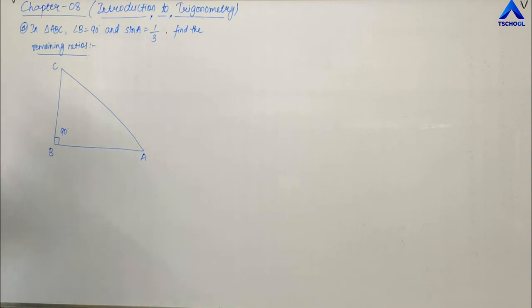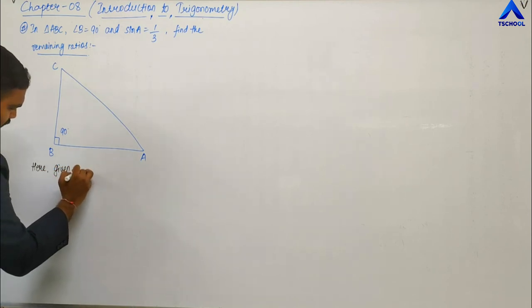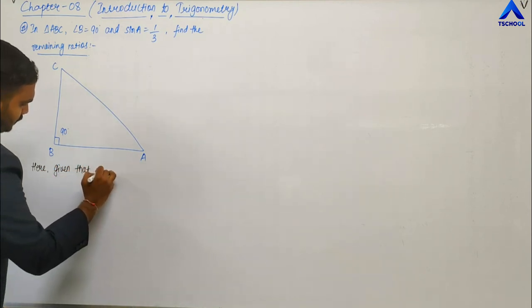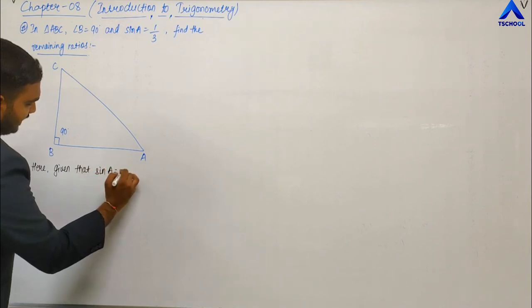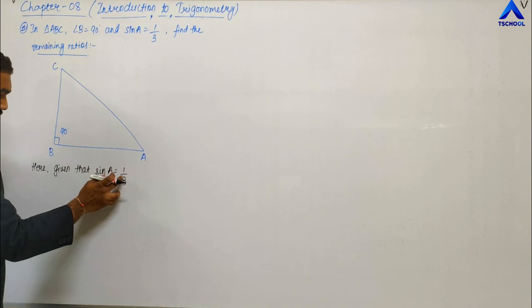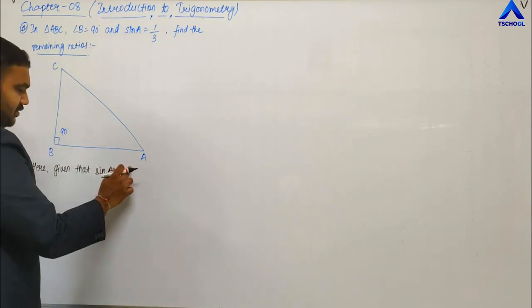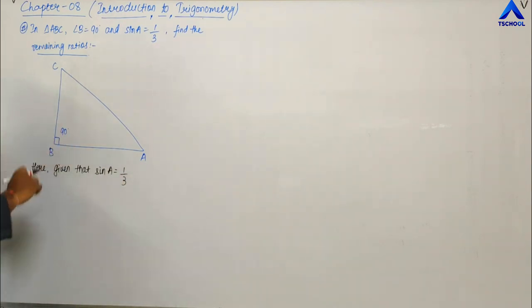Given that sin A is equal to 1 upon 3. So friends, what does this sin A equals 1 upon 3 mean? This 1 upon 3 here is the ratio, right? And we cannot say that any one side will be 1 and any of the remaining sides will be 3. No, it is not possible.